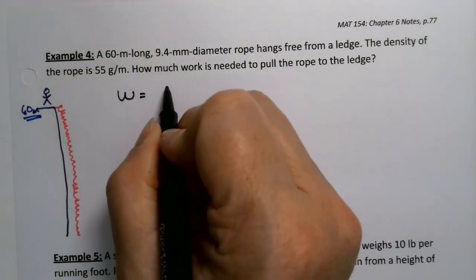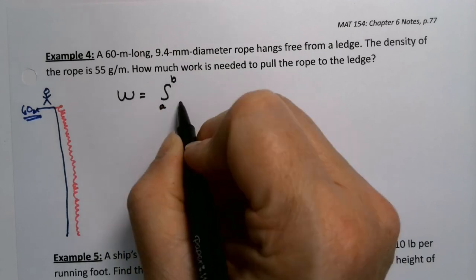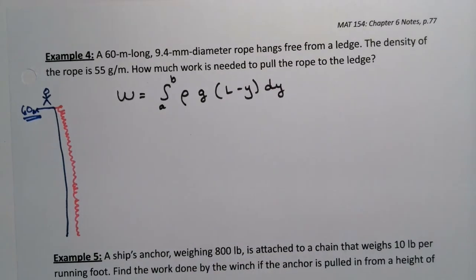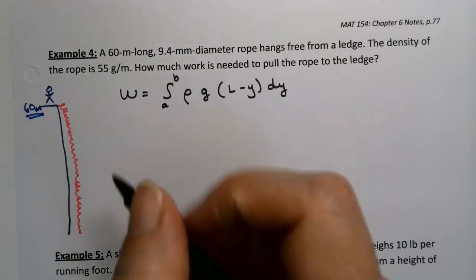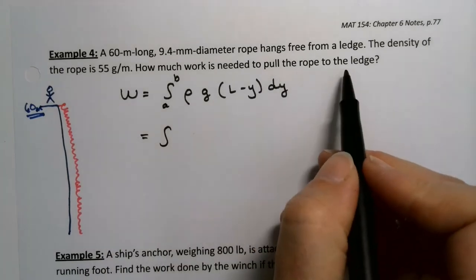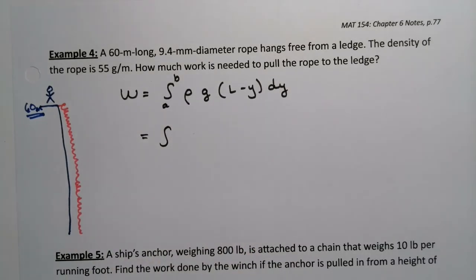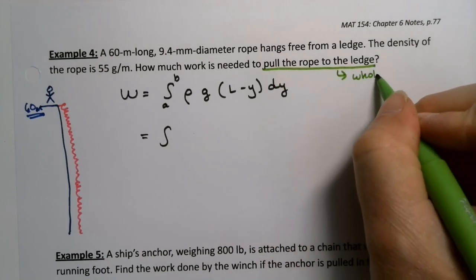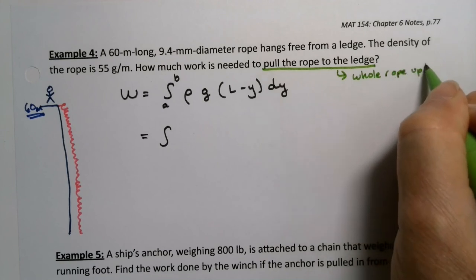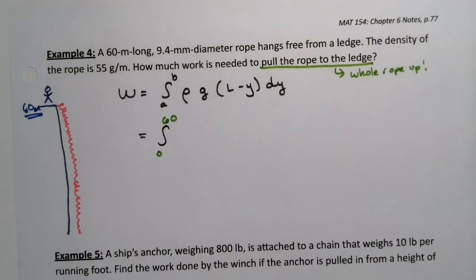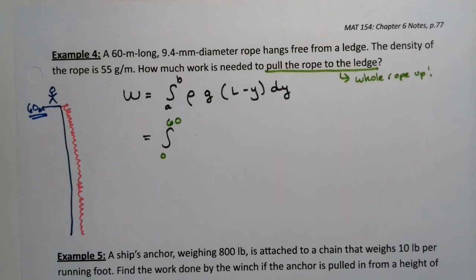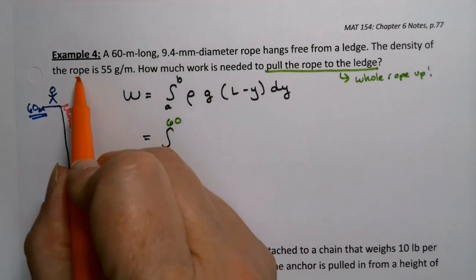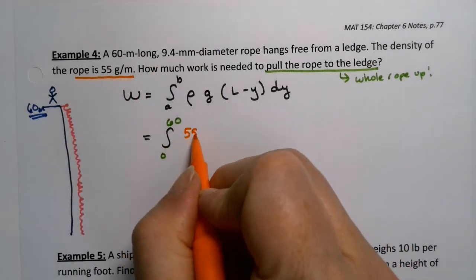So work is equal to the integral from A to B, rho g (L minus y) dy. Okay, no problem. So let's see here. We want to lift the entire rope. So since we want to lift the whole rope up, pull the rope up, that means that we're going to go 0 to 60 right there. Now, rho is our density, and that density is right here. It's 55 grams per meter.